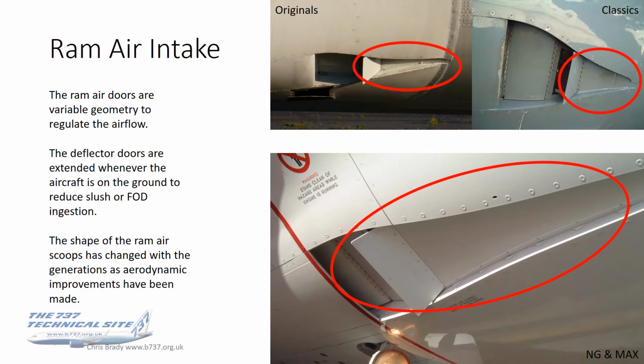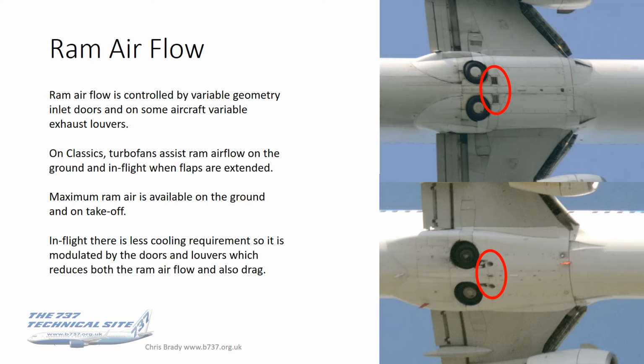The shape of the ram air scoops has changed actually with each generation, because there was a further change on the Max as well, as aerodynamic improvements have been made. So the ram air flows, we've already spoken about the variable geometry inlet doors, but on the 737NG, particularly those with the performance improvement package, they've also got variable exhaust louvers. The louvered exhaust doors were there on the classics, but they weren't variable. They were just free flowing in the airflow.